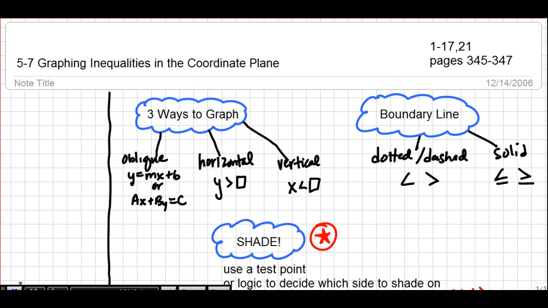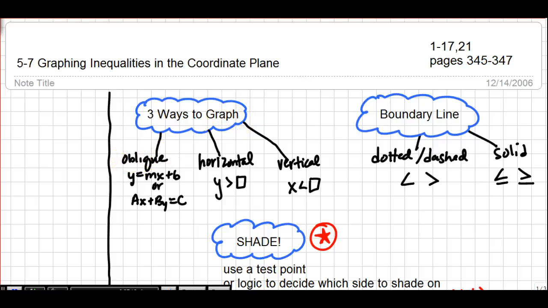This lesson is for Advanced Algebra, Lesson 5-7, on graphing inequalities in the coordinate plane. Students have been doing graphing of inequalities with me earlier in the chapter, where we graphed them on the number line. This is now graphing on a coordinate plane, so we're going to be graphing lines in multiple directions. There will be three different types of graphs, three different types of lines that you're going to run into.